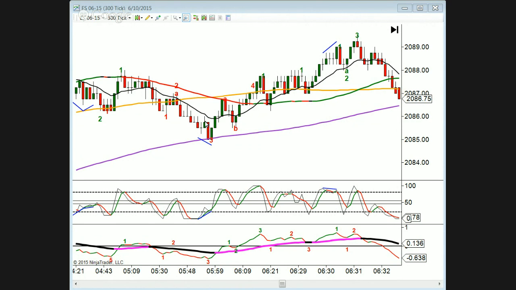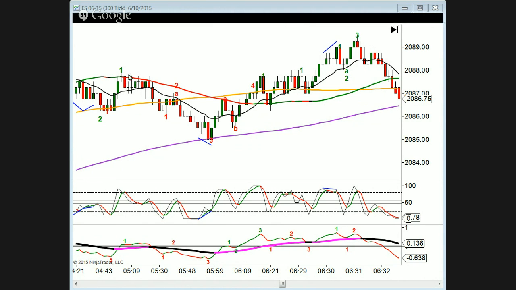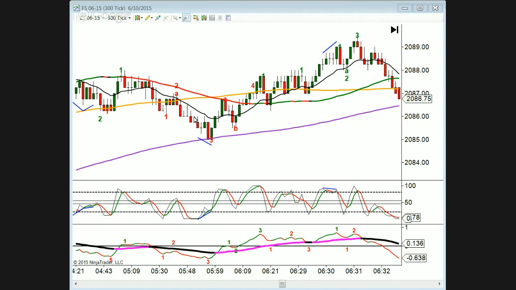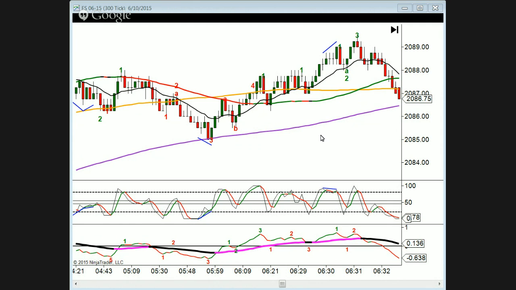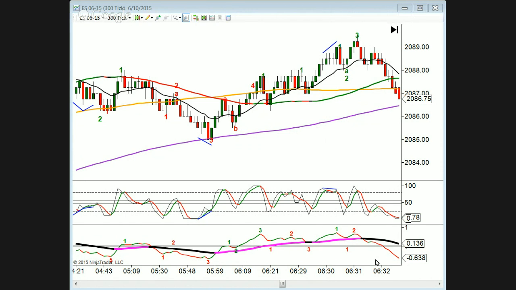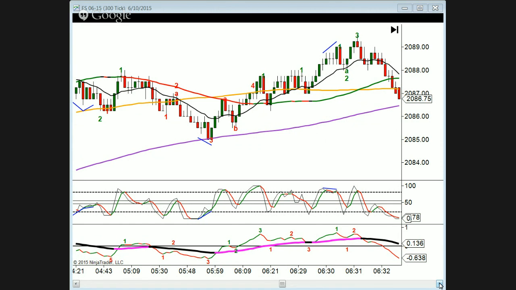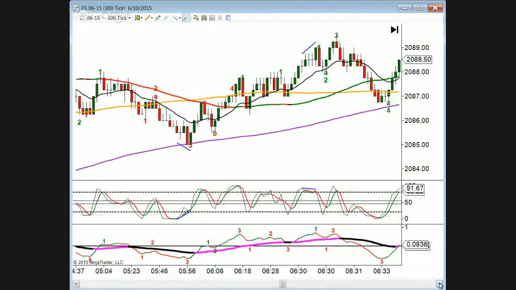So the normal thing for the market to do is, when the market's moving down, for the 50 MA to be going down as well. When the market goes up, the 50 MA tends to go up as well. So that's just kind of a general rule. That alone is not really tradable. That's not enough to trade on.